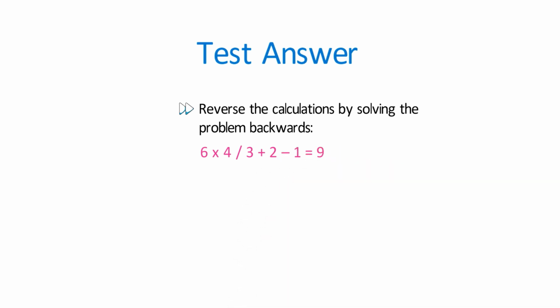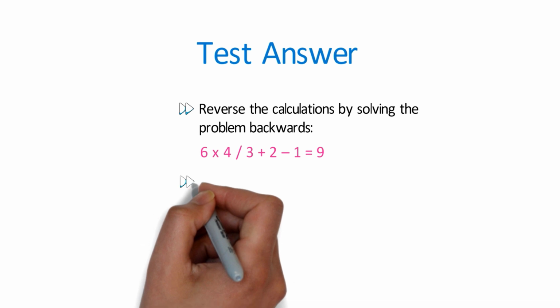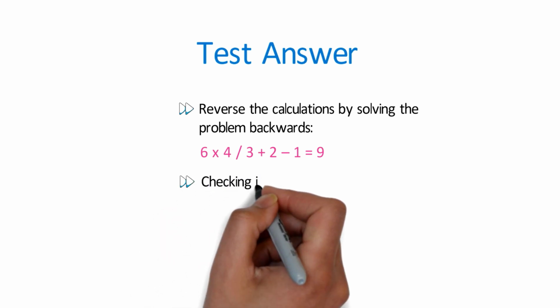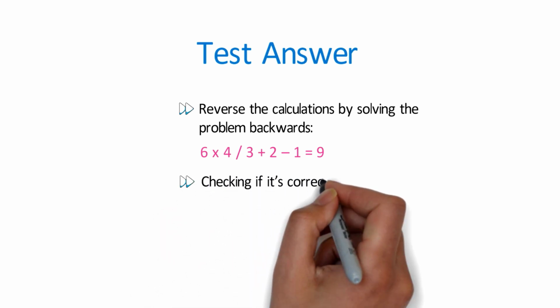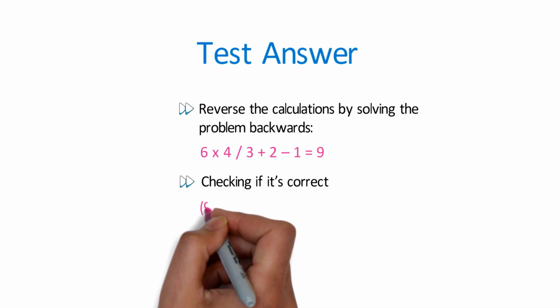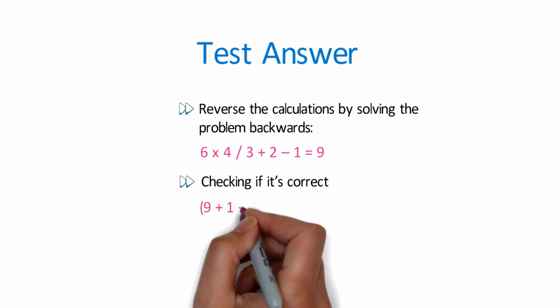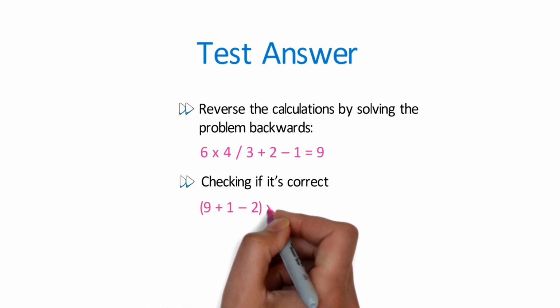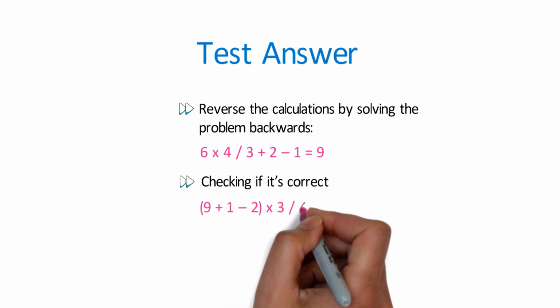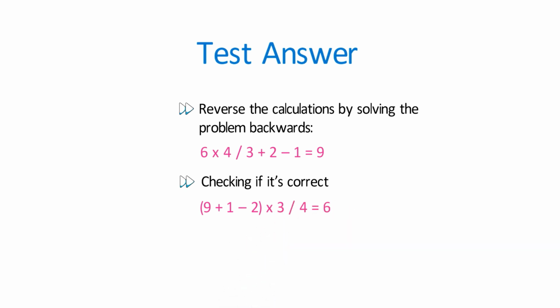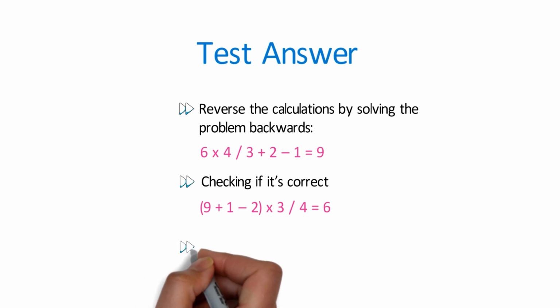And the result of these calculations is 9. Let's check to make sure it's correct, which is another good idea to do on the test. Let's put in parentheses 9 plus 1 minus 2, close parentheses, then multiply the result by 3, divide by 4, and the result will be equal to 6.